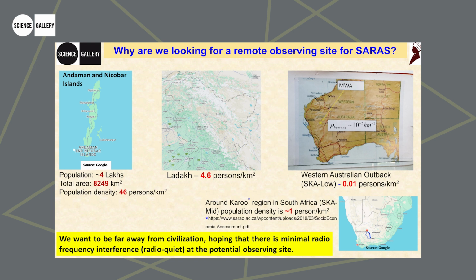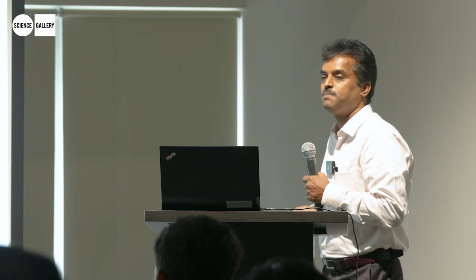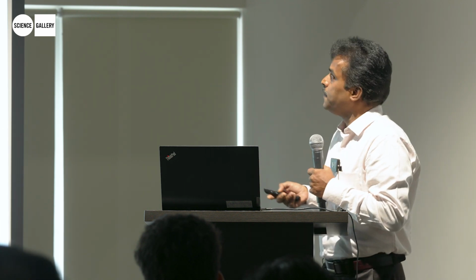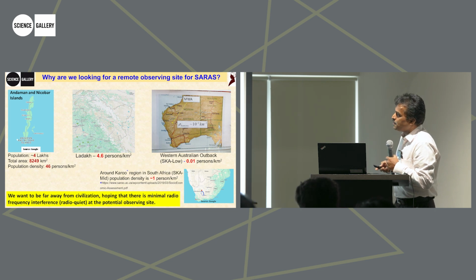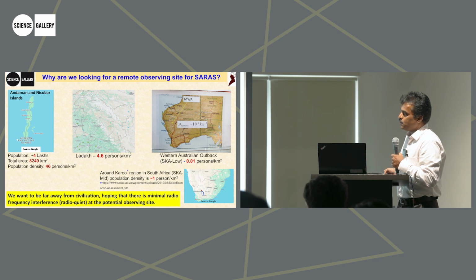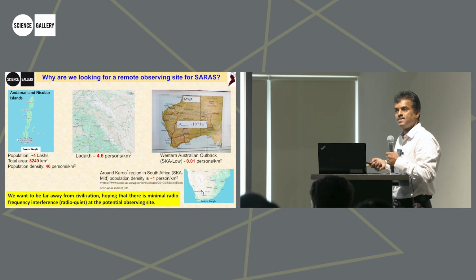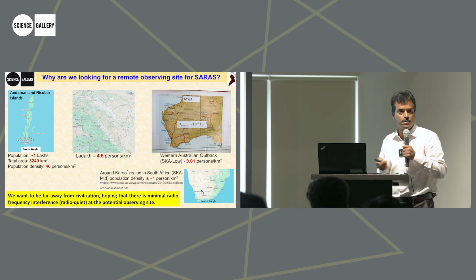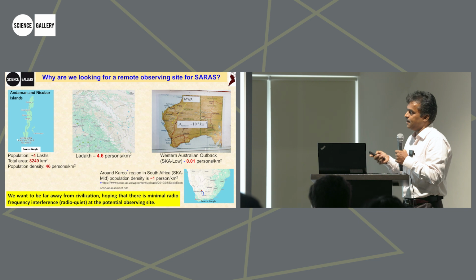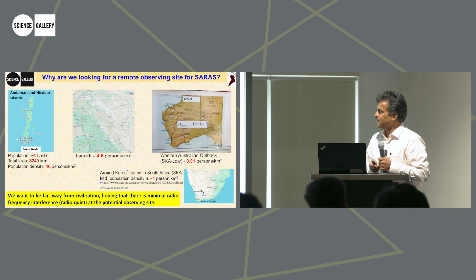What are the possible places, and why is it that we want to be far away from civilization? It is because we are hoping that there will be minimum radio frequency interference at potential observing sites. The reason we say hoping is that from our previous experience, just because a place is remote doesn't mean that it is radio quiet or conducive to deploy SARAS. One of the places we can visit is the Andaman and Nicobar Islands, towards the north, where the population density is pretty low. Just for reference, Bangalore is about 11,000 people per square kilometer. Out of these 4 lakhs, maybe 40% stay in and around Port Blair, Sri Vijayapuram.